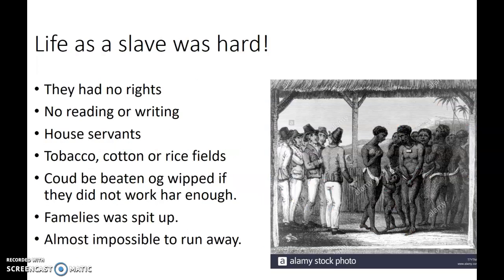Life was very hard as a slave. They had absolutely no rights. They were not allowed to learn how to read or write, and if they could read or write, they were treated very badly. They could be punished very badly. Now, the house servants, the people that worked in the house, were somewhat better off than the slaves that worked on the tobacco, cotton, or rice fields.